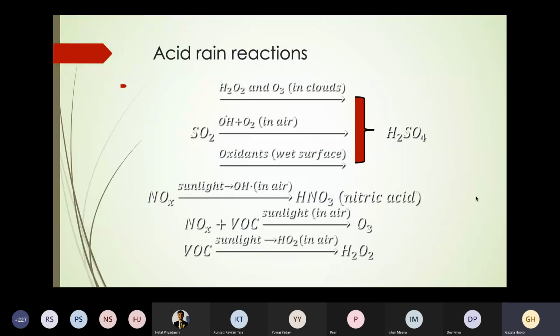So the acid rain reaction I have already shown here, but nitric acid could also be present in acid rain. And OH radical and O2 both can react with SO2 and give H2SO4. All these reactions are very clear. I am not going through them again.